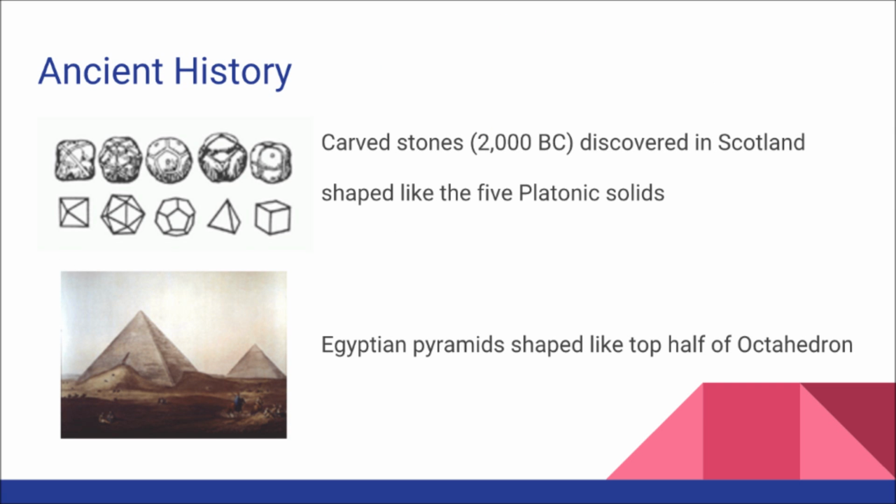Although these 5 unique regular polyhedrons are referred to as Platonic solids, they were known at least 1500 years before Plato. Their discovery and history are very interesting. Carved stones similar in shape to these 5 solids dating from about 2000 BC were discovered in Scotland. They are now in a museum at the University of Oxford.